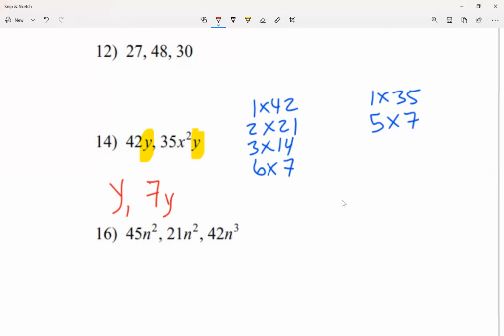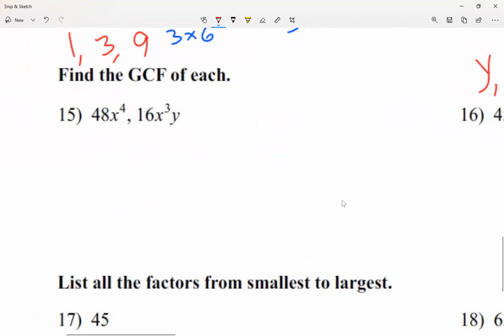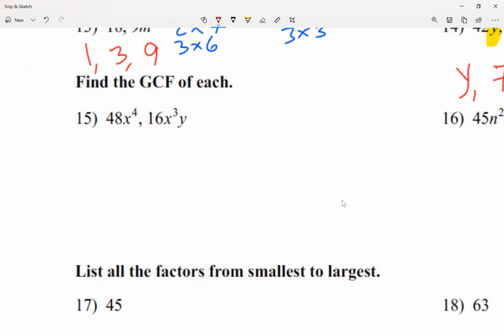Now let's take a look at number 15. Find the greatest common factor of each. Okay, so let me find the factors of 48. I'm going to go 1 times 48. 2 times 24. 3, is 3 a factor? I go backwards. 48 divided by 3. I use my calculator. 48 divided by 3 gives me 16. Okay, so 3 times 16.